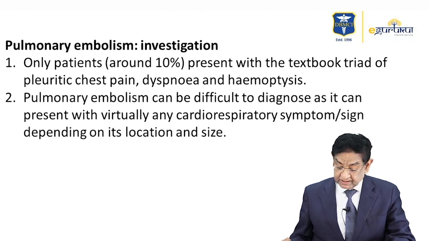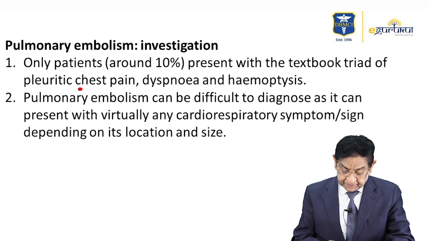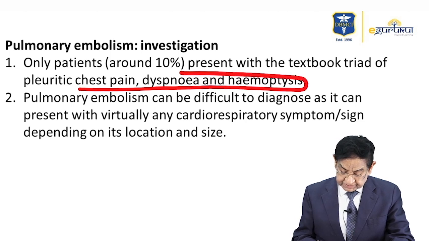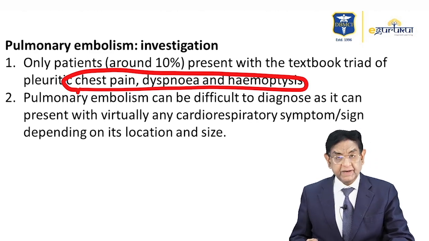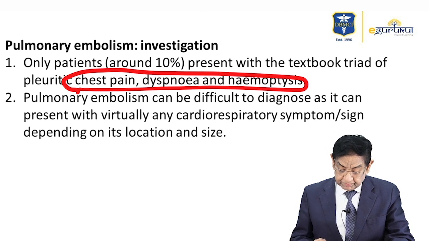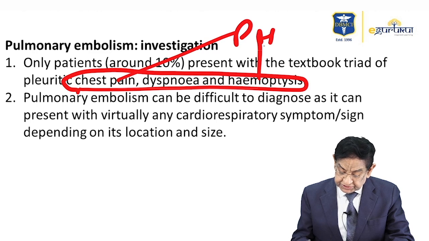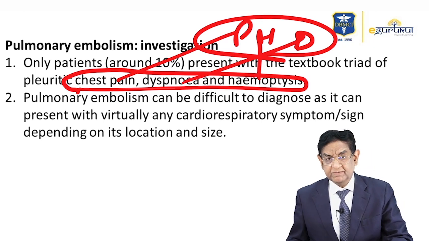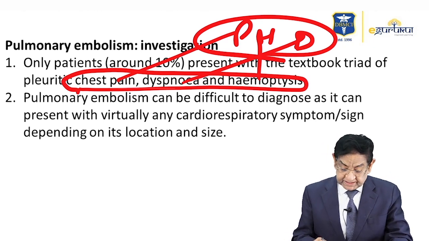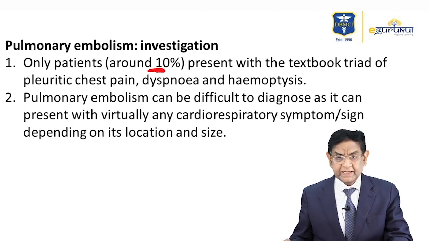Well, the classical triad that we get in case of pulmonary embolism is chest pain, dyspnea and hemoptysis. Write down, the mnemonic is PHD. PHD is a mnemonic, the classical triad, but it's textbook. It is seen in only 10% of cases. Okay. Only 10% cases we see.